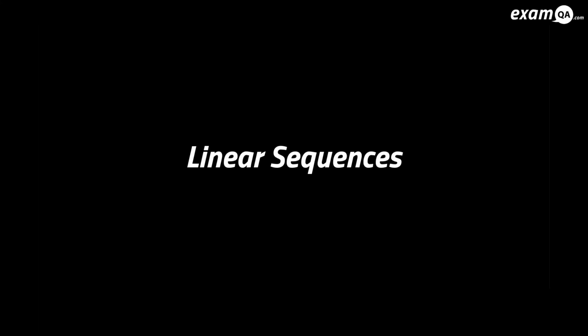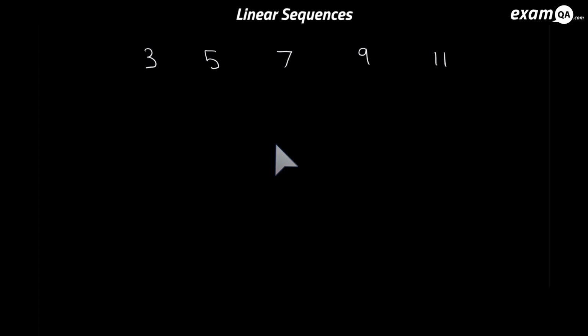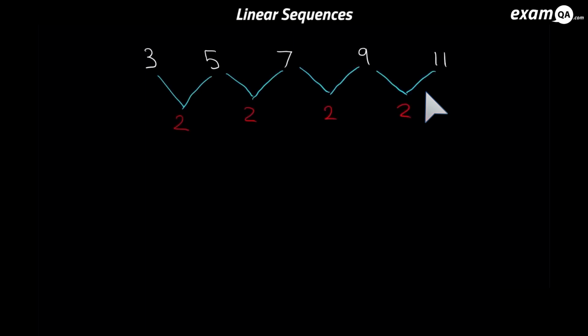In this video, we're going to be looking at linear sequences. So here we've got some numbers from a linear sequence. Now, what makes this a linear sequence? Here you'll notice that I've worked out all the differences, and the differences are all 2. And this is what makes it a linear sequence, the fact that all the differences are the same.